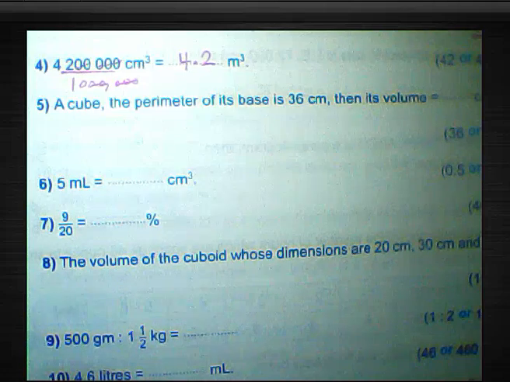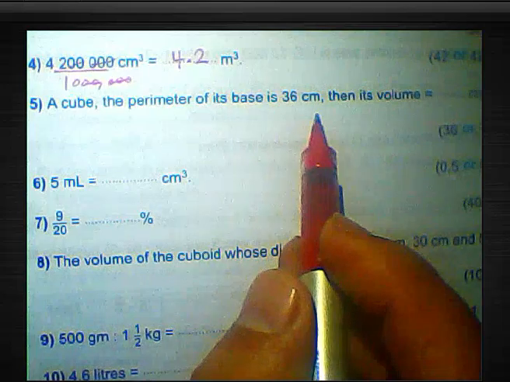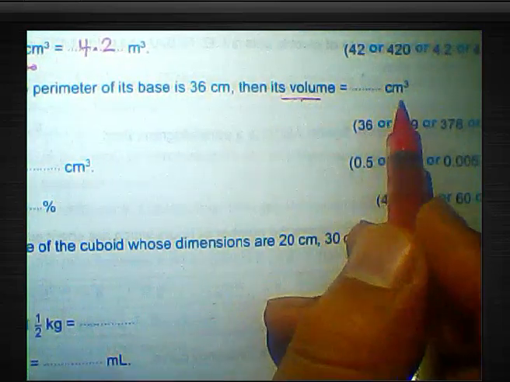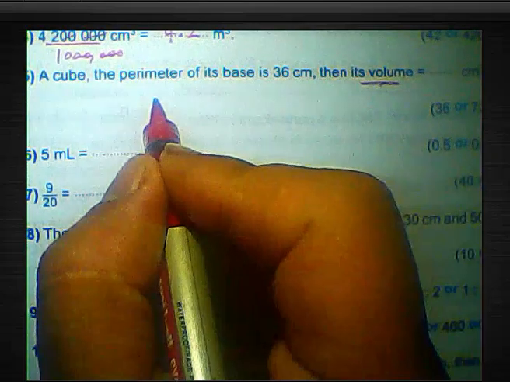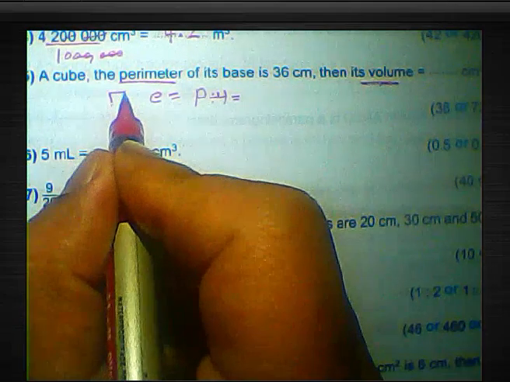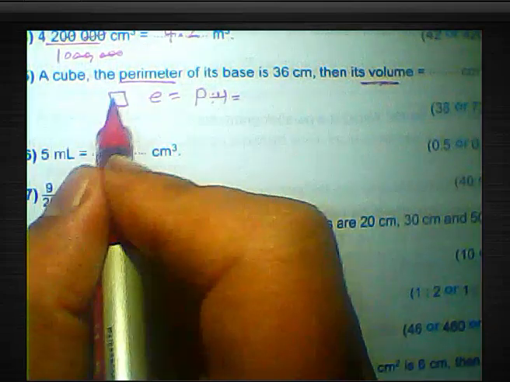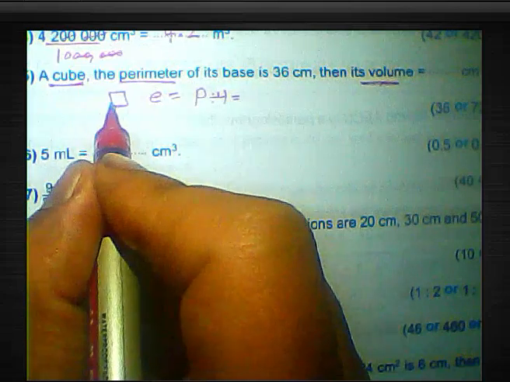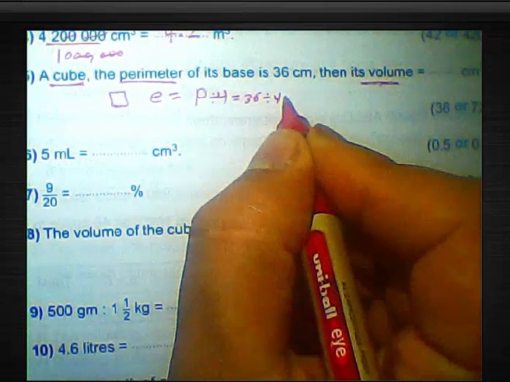Question number 5. A cube, the perimeter of its base 36 centimeter, is volume equal cubic centimeter. We want to find here the length or the edge. The edge equal perimeter divided by 4, because the base of cube is a square. Square has 4 sides, or 12 edges about cube. The base has 4 sides. So the edge will be the perimeter divided by 4. 36 divided by 4 equal 9.